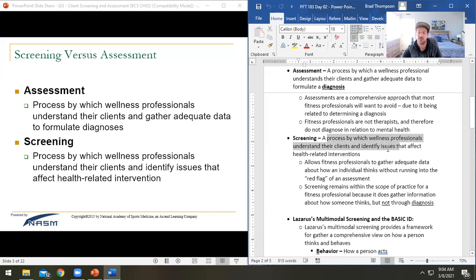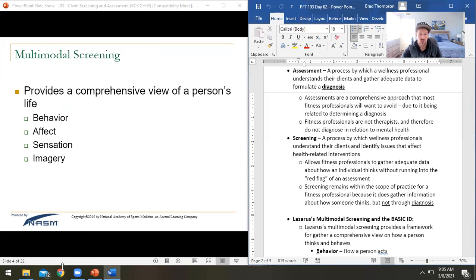And screening is a process by which we gather and understand our clients' issues that are affecting their health-related interventions. So this allows us to gather adequate data, similar to an assessment, about how our client thinks without running into the red flag problem of doing an assessment. It remains within our scope of practice because it doesn't gather information from the perspective of trying to formulate a diagnosis.